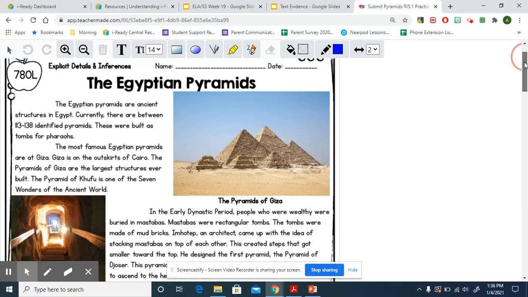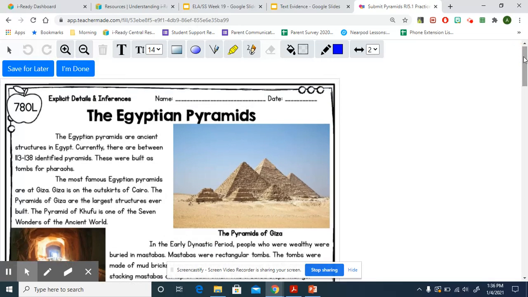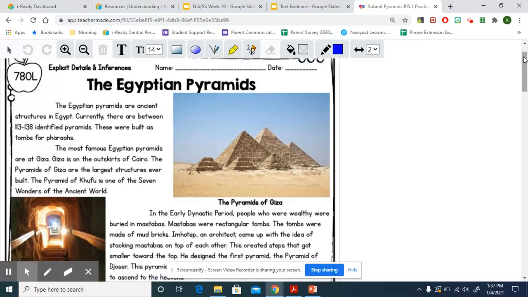So this passage is all about Egyptian pyramids. The Egyptian pyramids are ancient structures in Egypt. Currently, there are between 113 and 138 identified pyramids. These were built as tombs for pharaohs. The most famous Egyptian pyramids are at Giza. Giza is on the outskirts of Cairo. The pyramids of Giza are the largest structures ever built. The Pyramid of Khufu is one of the seven wonders of the ancient world.